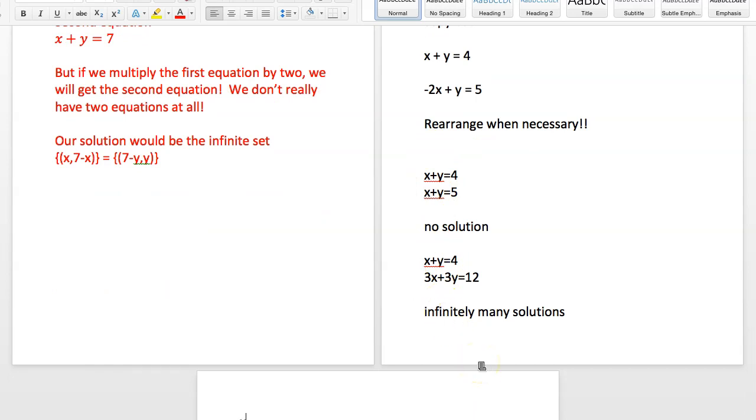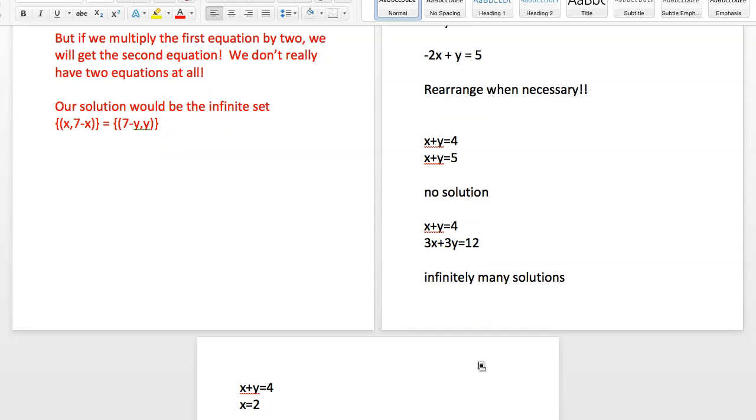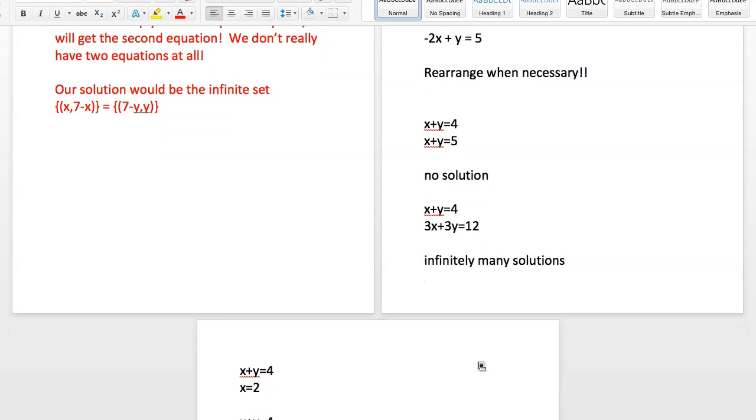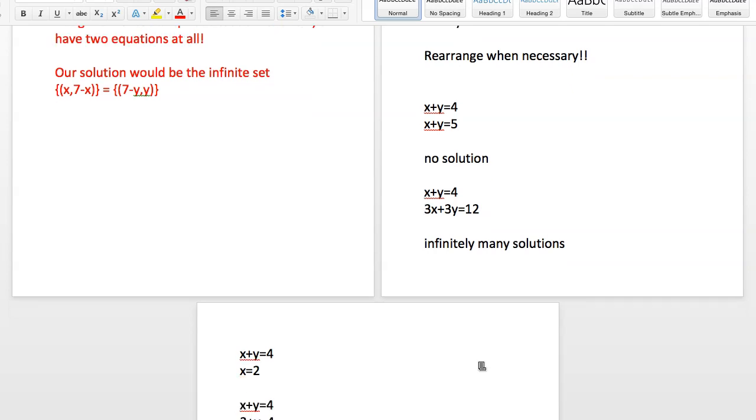Now you can have some funny stuff. What if you have x plus y equals 4? What if they just give you x equals 2? Well, in that case, there's two things you can do. You can just plug 2 in and be done. You just have 2 plus y equals 4 and y would equal 2.